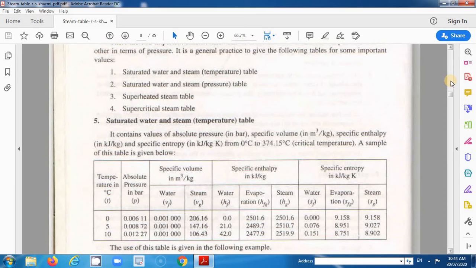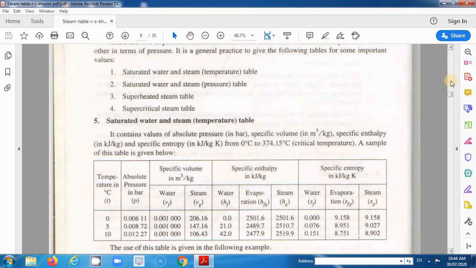Similarly, specific entropy in kilojoules per kg. So Sf, specific entropy or entropy of sensible heat, evaporation entropy Sfg, and total entropy of dry steam, that is Sg. So these are some of the columns in the steam table. Here this is an abstract of the steam table.